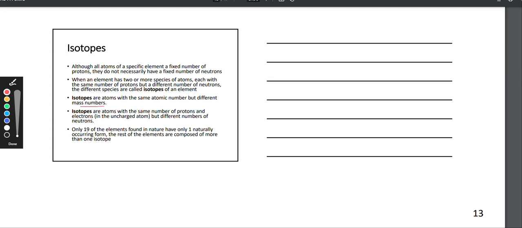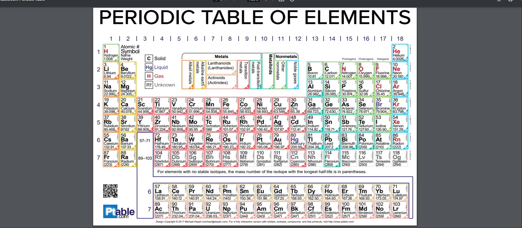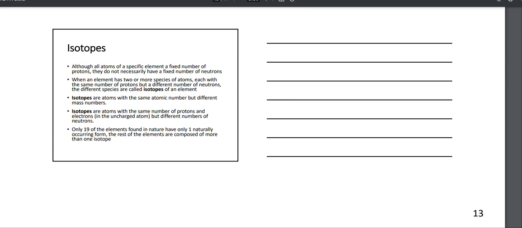What does that mean? I'm going to go back to the periodic table. Talking about carbon in a second: same atomic number, but different atomic mass. So the number below will change, resulting in a different isotope. The atomic number remains the same. So isotopes are atoms with the same number of protons and electrons in the uncharged atom, but different numbers of neutrons. So we're changing the number of neutrons.